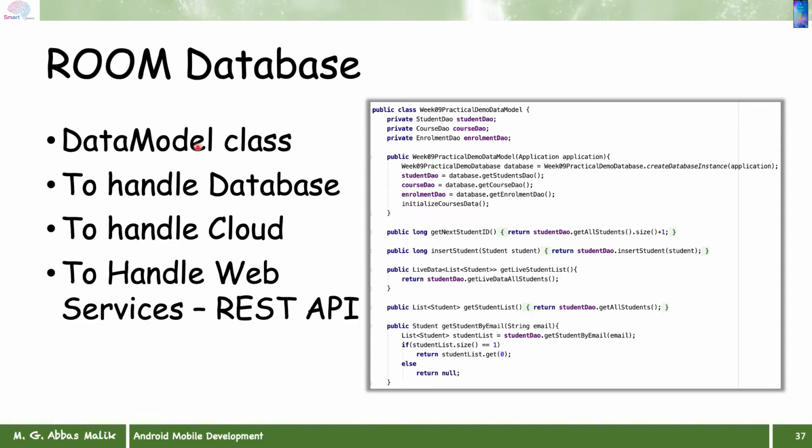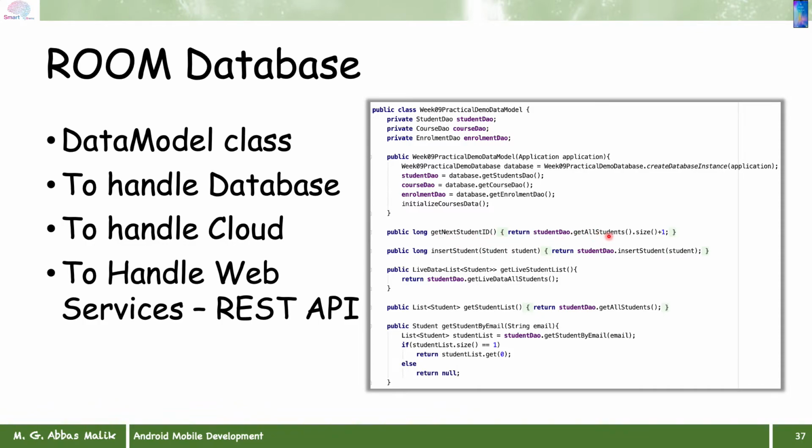We also have a data model class, which we created. In that data model class, I have three DAOs, one for the student, one for the course, and one for the enrollment. Here I am initializing them in the constructor. I am creating the database, and from that database I am getting the student DAO, course DAO, and enrollment DAO, and I am also initializing the course data. Remember that we need to have the courses there. Initially we added 7 courses, so I am initializing the course table with some information from the data. Then we can also say get next ID.